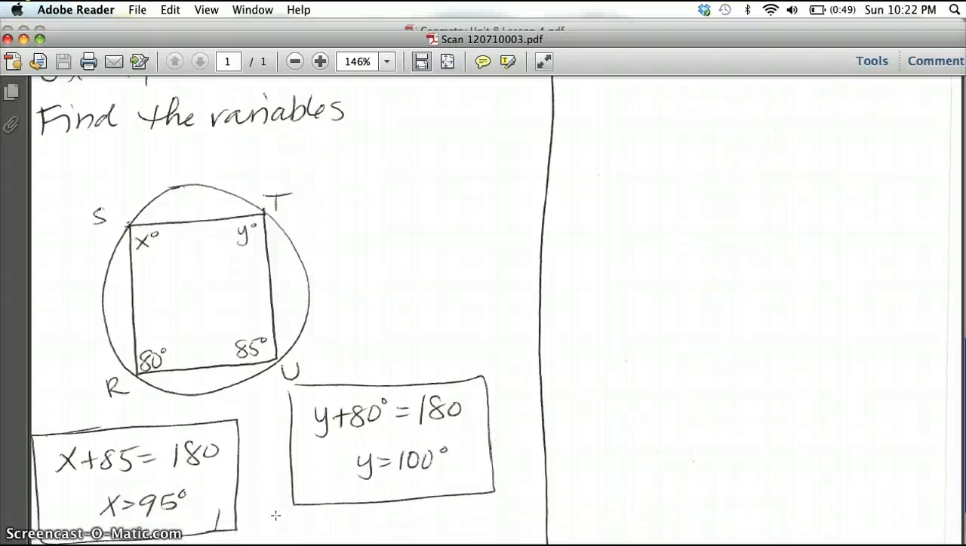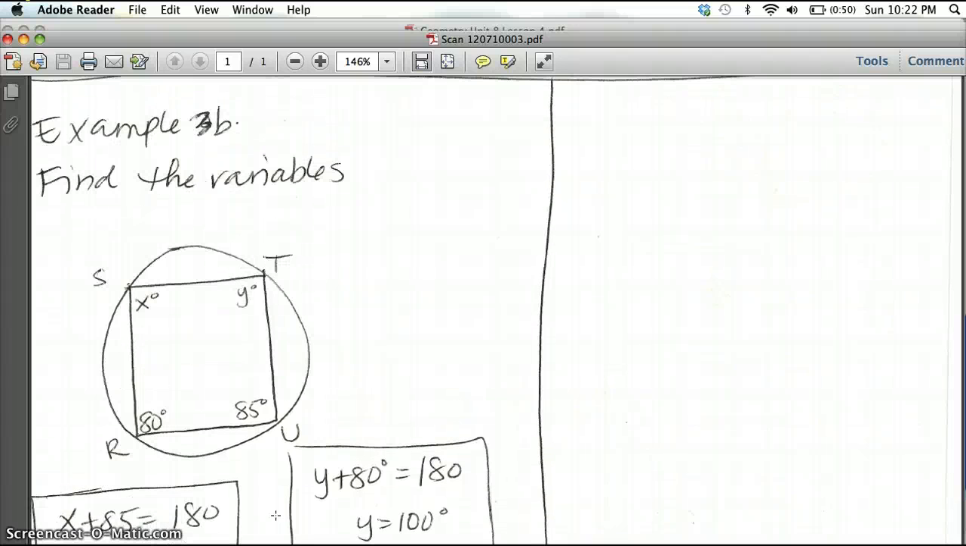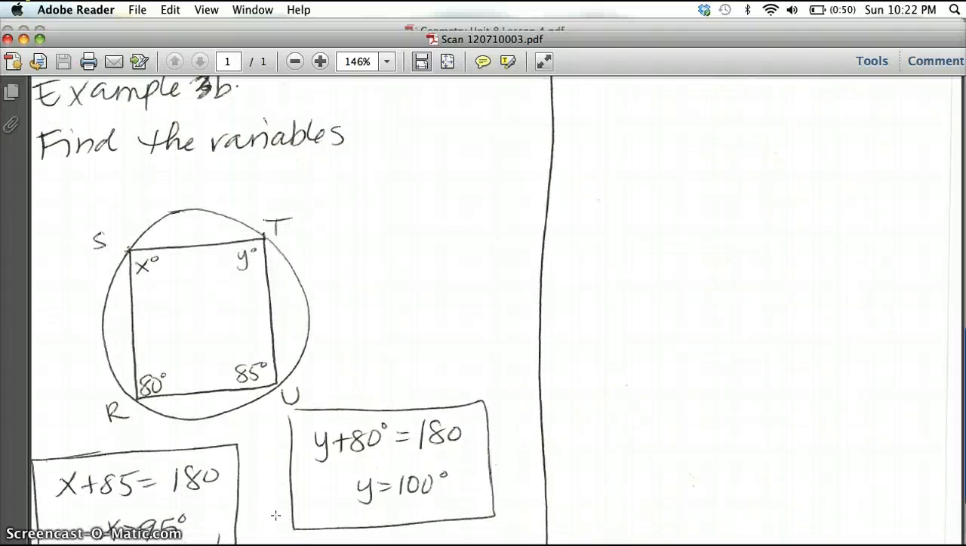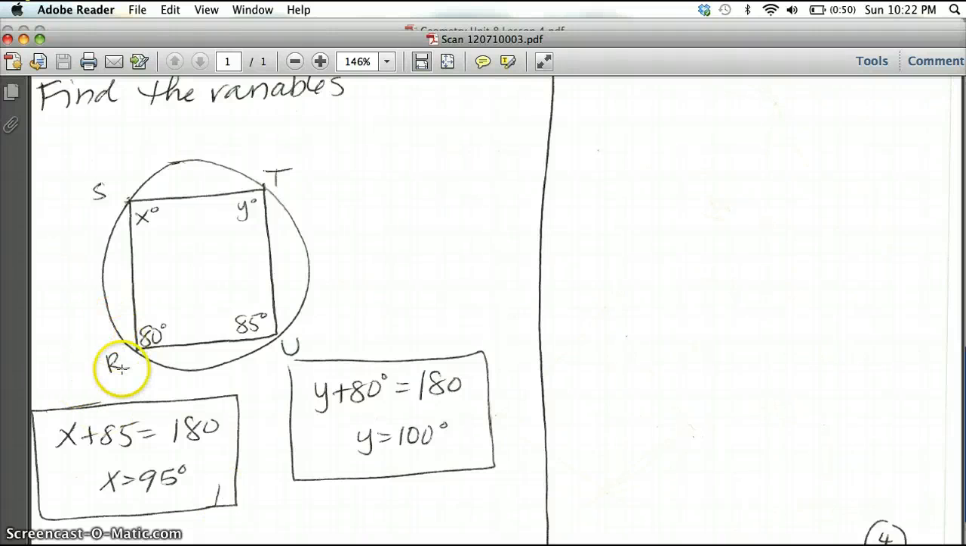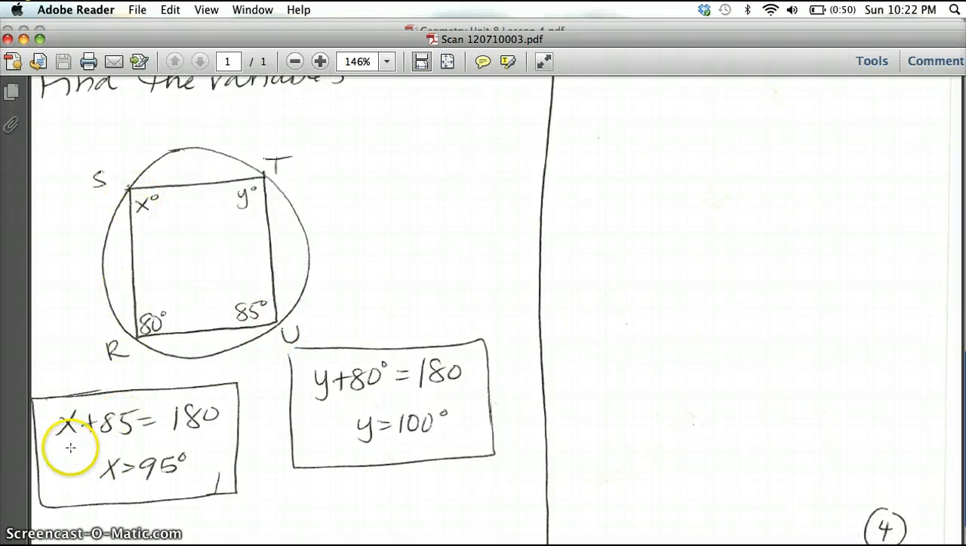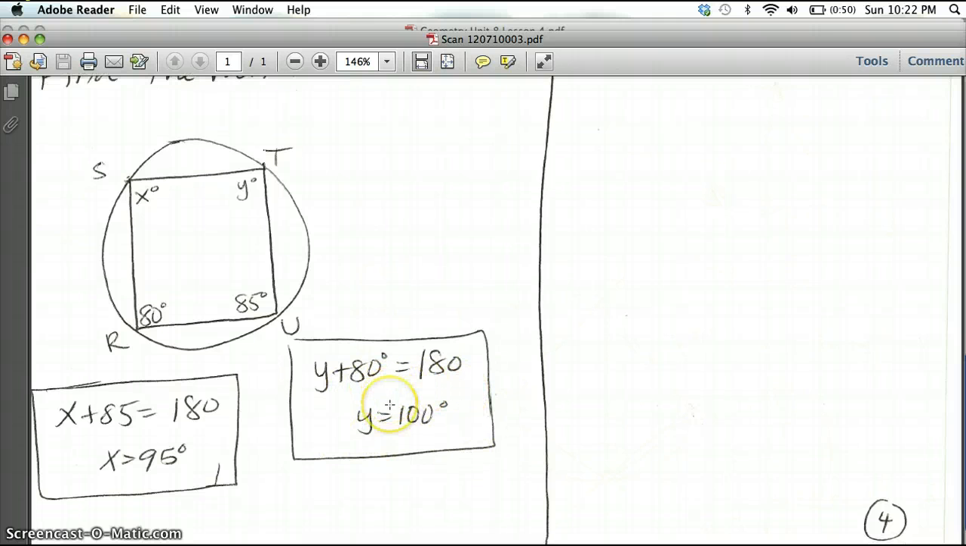And finally, let's look at the second example. It says, find the variables. Remember, angle R plus angle T are going to equal 180, and angle U plus angle S is going to equal 180. So x plus 85 is 180. You subtract 85 from both sides, and you get x is 95 degrees. And then y plus 80 is 180 degrees. You subtract 80 from both sides, and you get y is 100 degrees.